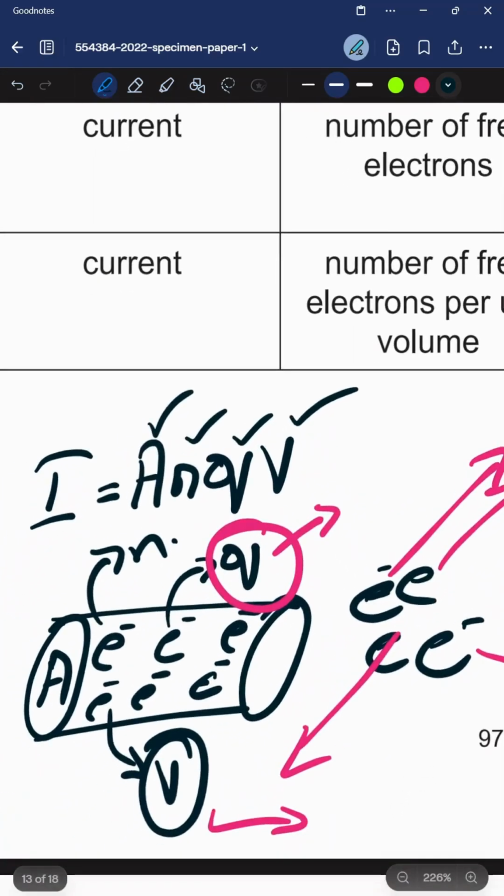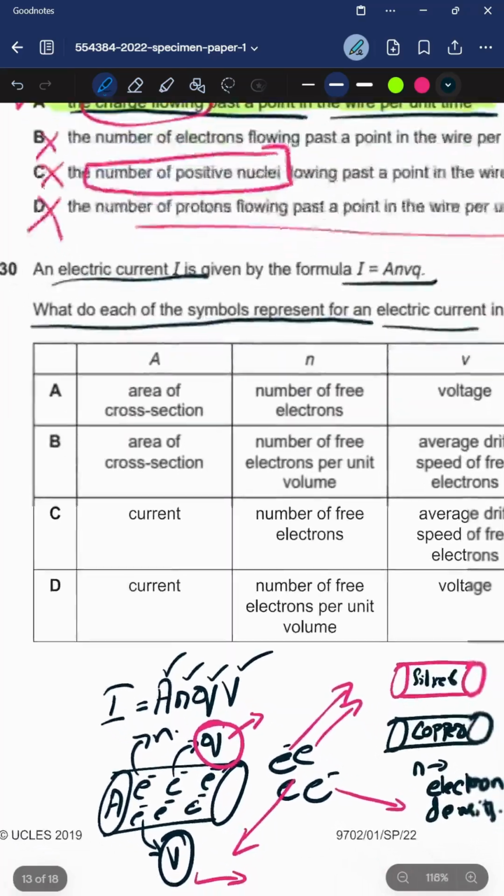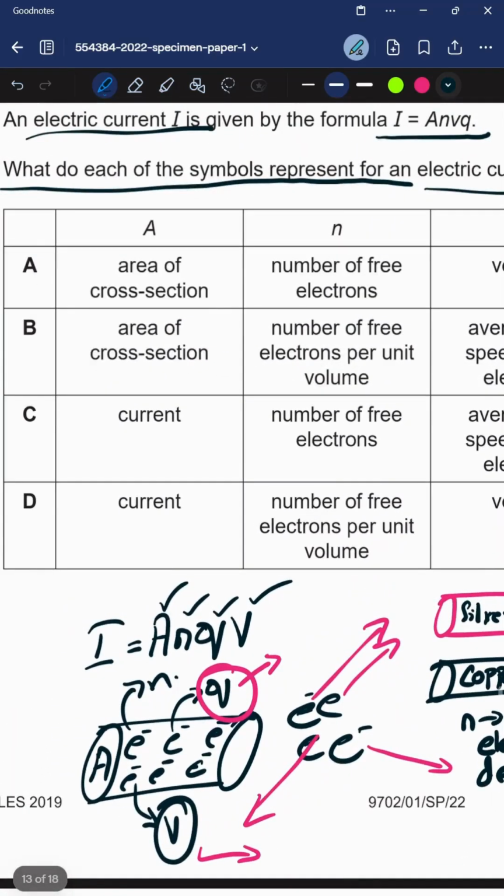Lastly, we have A, and again, current is proportional to A, and A is just the cross-sectional area of the wire. So the thicker the wire, the more the current. The thinner the wire, the lesser the current. All right, so now we have the idea what A, N, Q and V are representing.